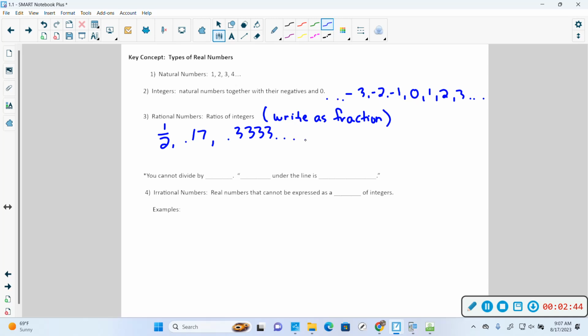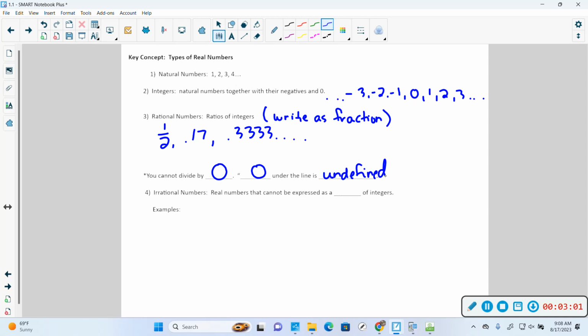All right, you probably know this. We, of course, cannot divide by 0. If you try to type 7 divided by 0 in your calculator, it's going to give you a little angry error message because 0 under the line is undefined. Can't do it. Can't divide by 0.